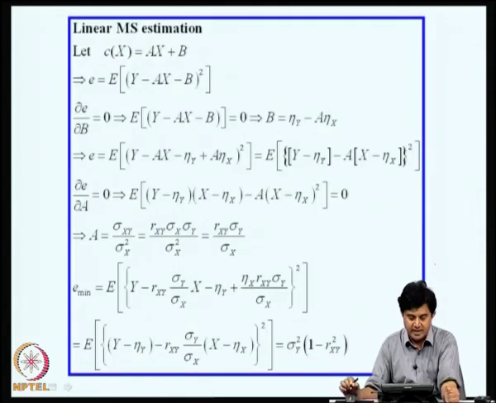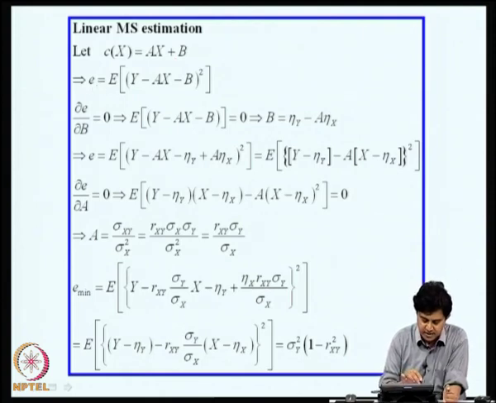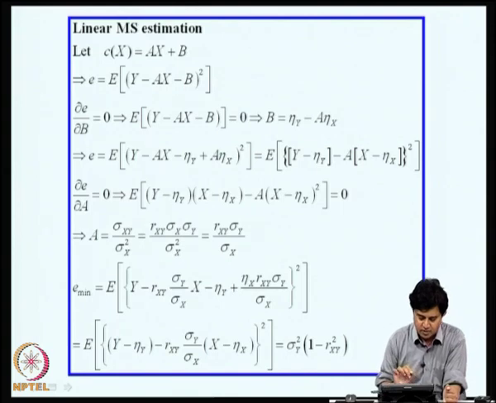Now, this C of x, if we take it to be a linear function, that is Ax plus b, then we deal with what is known as linear mean square estimation. So, the error of representation is E, which is C of x minus Ax plus b, and the average mean square error is the expected value of (y minus Ax minus b) whole square.